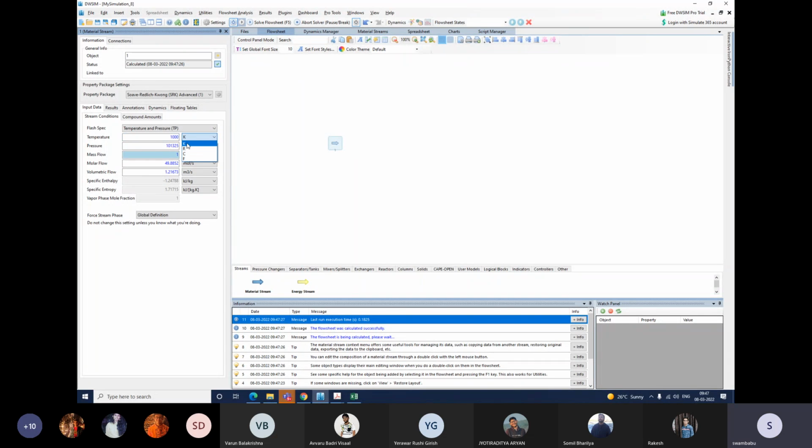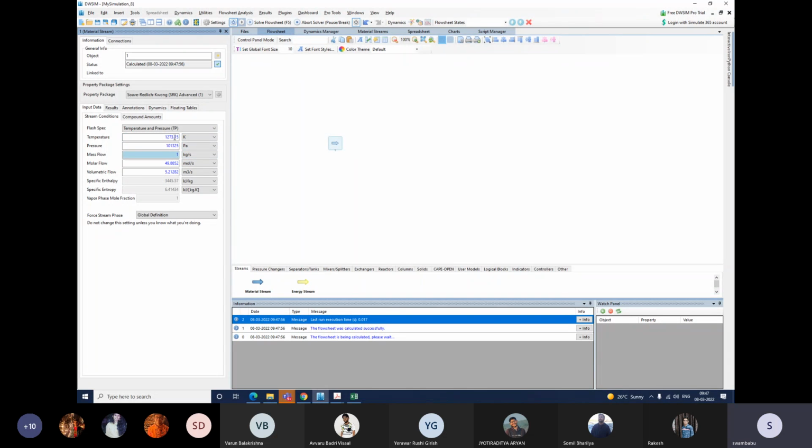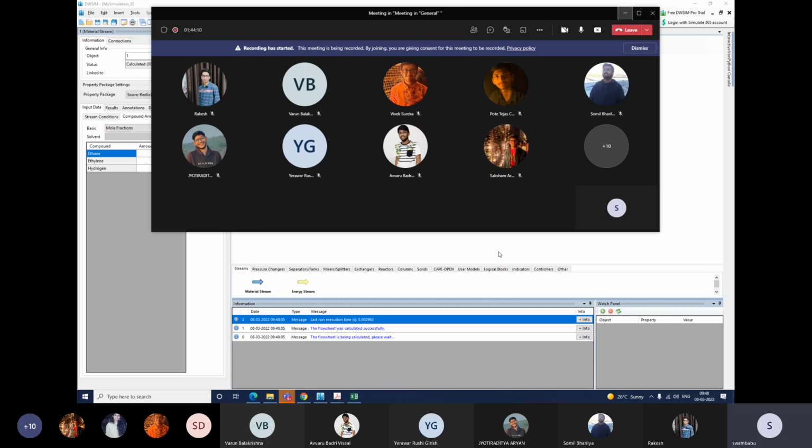It wants a degree centigrade, so select. Then it automatically calculates into Kelvin. Pressure 1 bar. So I'll enter 1 and select bar. So it takes 1 bar equal to 100,000 pascals. Molar flows doesn't matter. Now compounds.